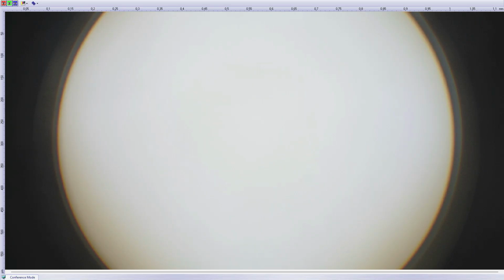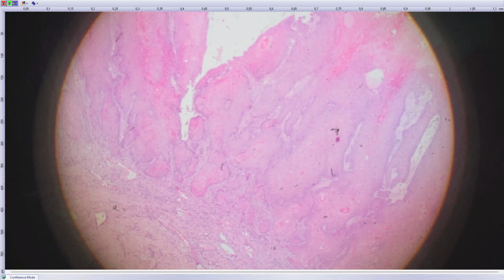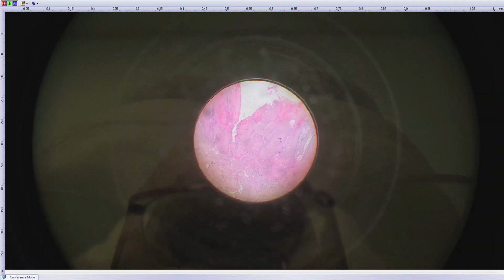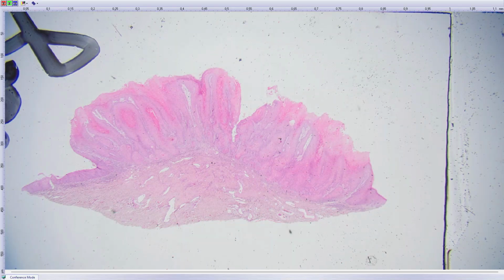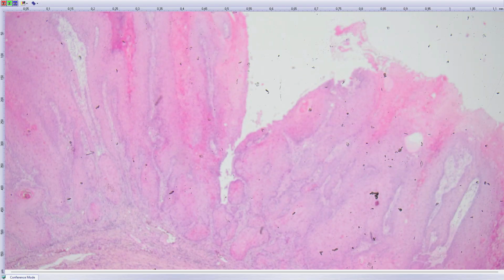Okay, I'm going to show you various pathologies, starting from vulva. Okay, this vulvar lesion, you see it's a cauliflower-like proliferation.